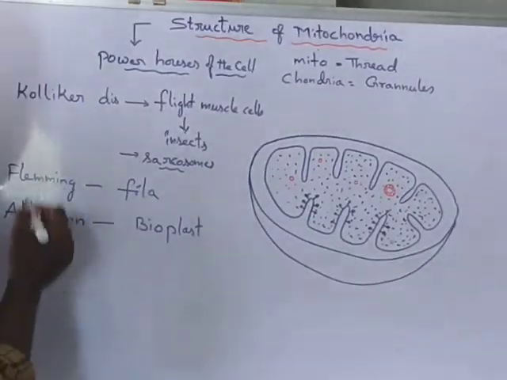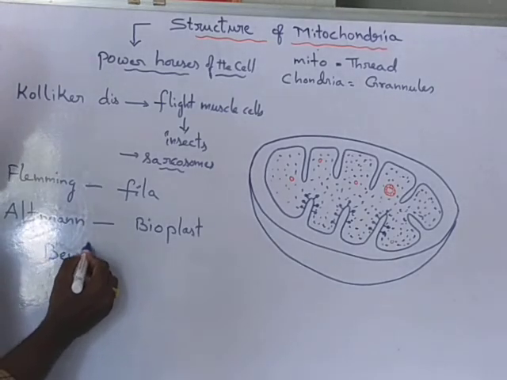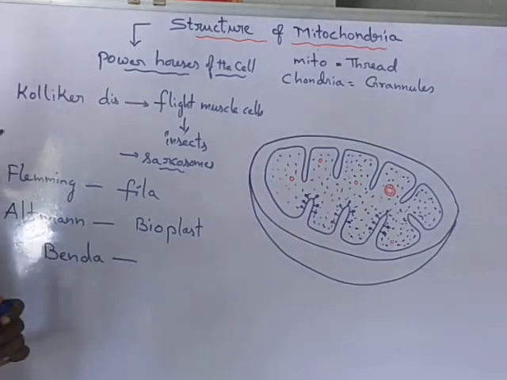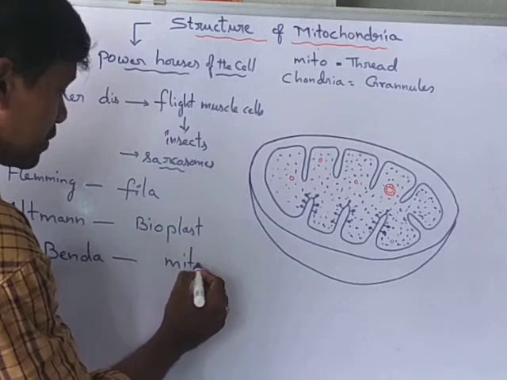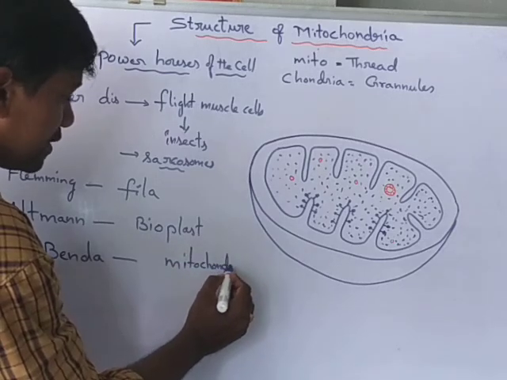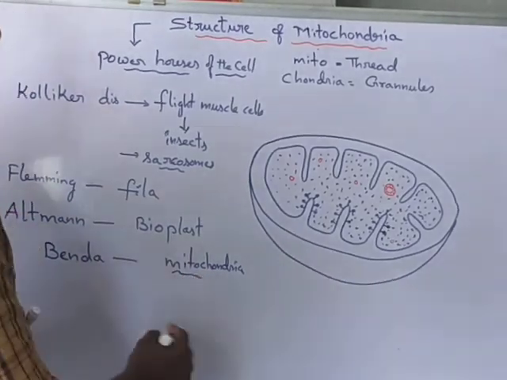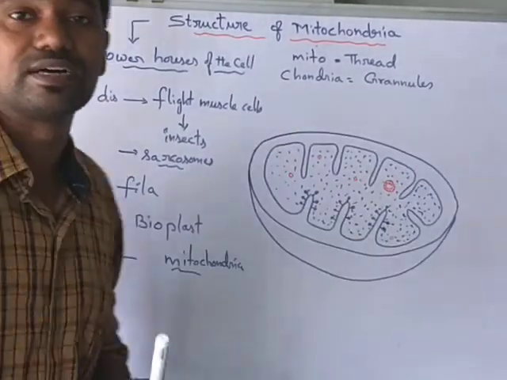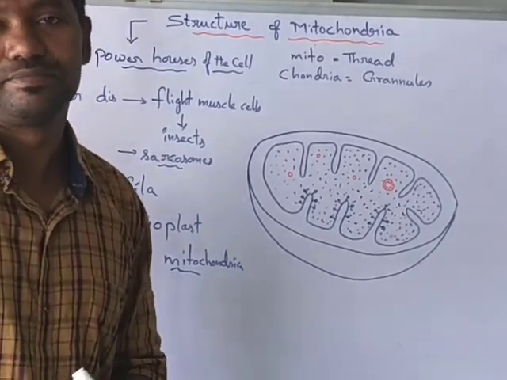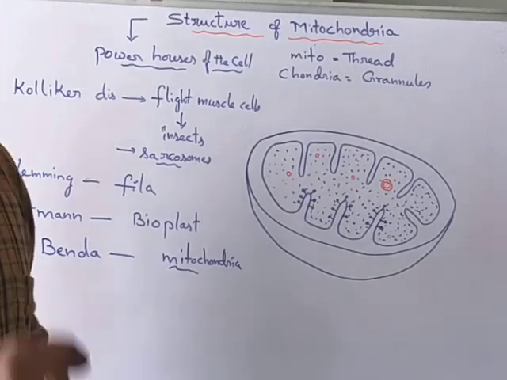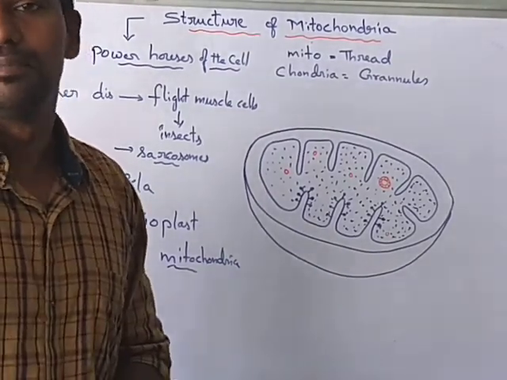Finally, a scientist, Benda, proposed the term mitochondria. The ultrastructure of the mitochondria was described by Porter and Pellet.